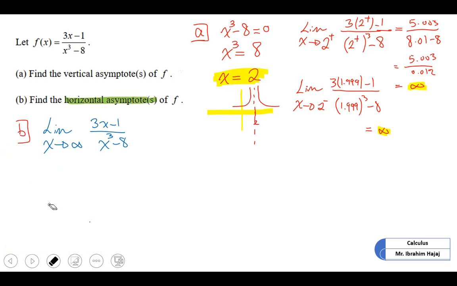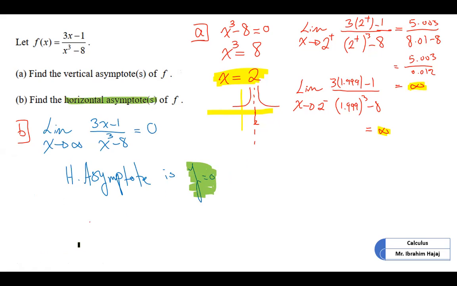So let's erase it here. Since the degree up is less than the degree down, it's a 0. So your horizontal asymptote is y equals 0. The horizontal asymptote is what? It is y equals 0, since the value of this limit as x approaches infinity or negative infinity of this function gives us 0. So y equals 0 is the equation of the horizontal asymptote, and it's on the x-axis.